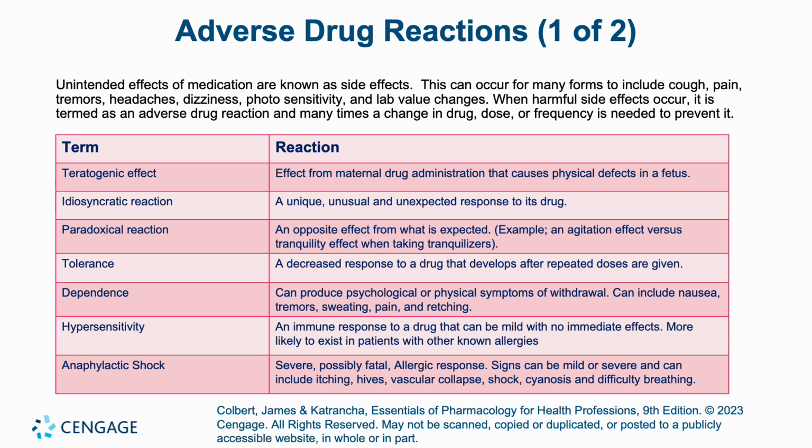This is a true allergic reaction. Signs of anaphylactic shock can start out mild but quickly become severe, including itching, hives, vascular collapse, meaning the blood stream, the system starts to shut down, shock, difficulty breathing, swelling of the throat, that kind of thing. And these are very serious. These are going to require an EpiPen, which we'll see on the next slide.